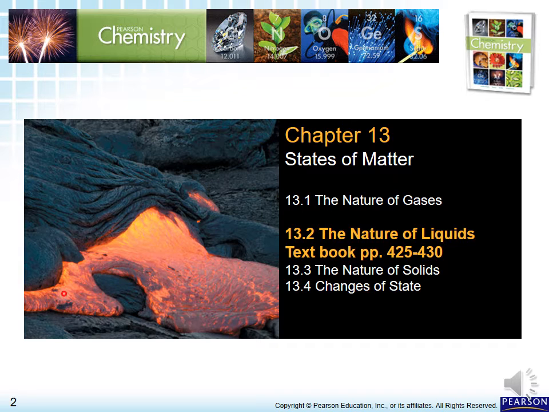Students, in this week we will study Chapter 13, State of Matter, and Lesson number 2, The Nature of Liquids. For this, we need the reference textbook page number 425 till 430. Please open your textbook page number 425.